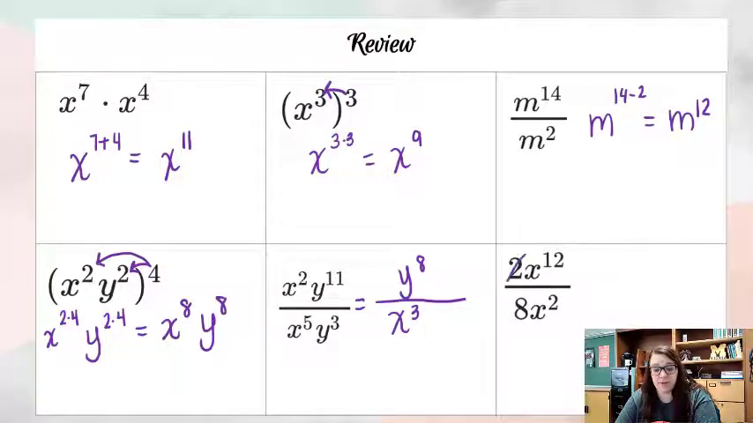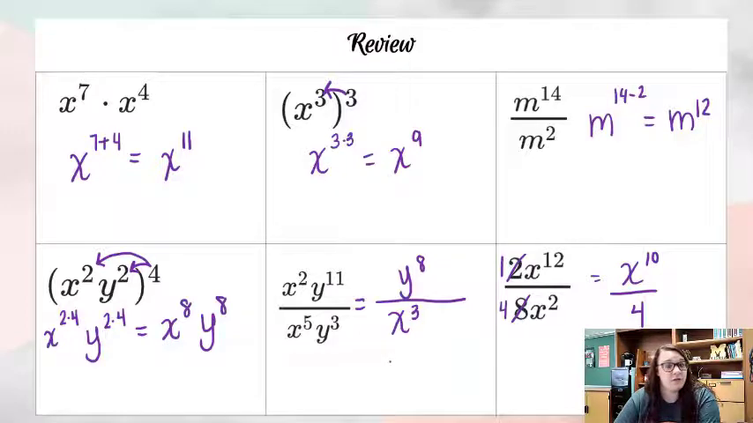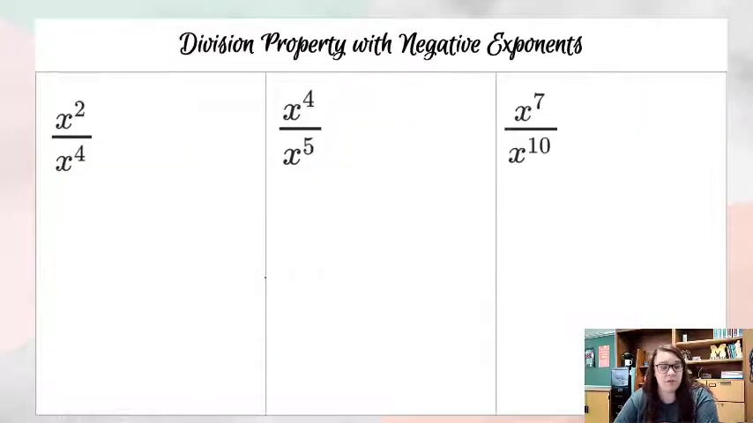On this last one, there's some canceling to do. The 2 and the 8, 2 goes into each of them. 2 goes into 2 once, and it goes into 8 4 times. And 12 minus 2 is 10, so there's 10 extra x's on top. So x to the 10th on top and a 4 on bottom. Hopefully this review has looked good. Let's move forward to new material.